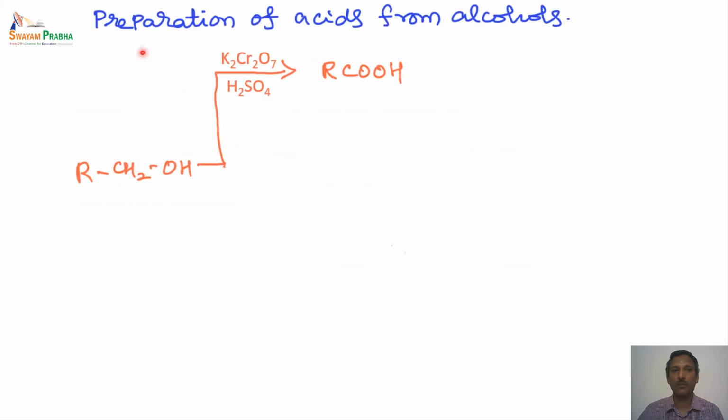So first let us start about the preparation of acids from alcohols. So this is a primary alcohol shown here. When a primary alcohol is subjected to oxidation using potassium dichromate under acidic conditions, it provides carboxylic acid. This is a very straightforward method. Then the next method is the primary alcohol can also be converted to carboxylic acid by a different route. We will now look at what is this route.